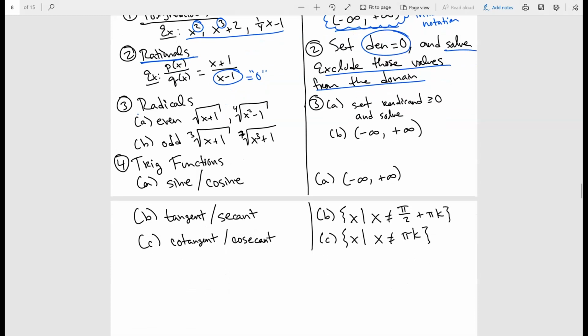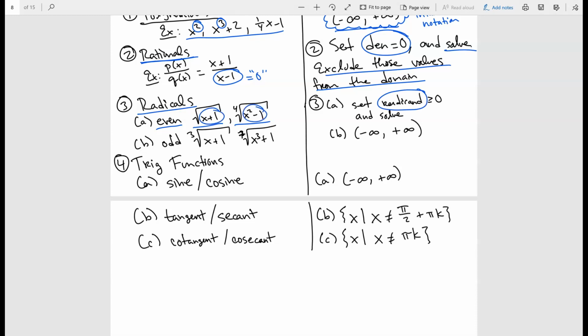Then we have radicals, which is basically the square roots. You have two different kinds: the first one's even and the other one's odd. Whenever you have even radicals, like a square root or a fourth root or a 10th root, you're going to set the radicand, which is the thing inside of the radical, greater than or equal to 0.